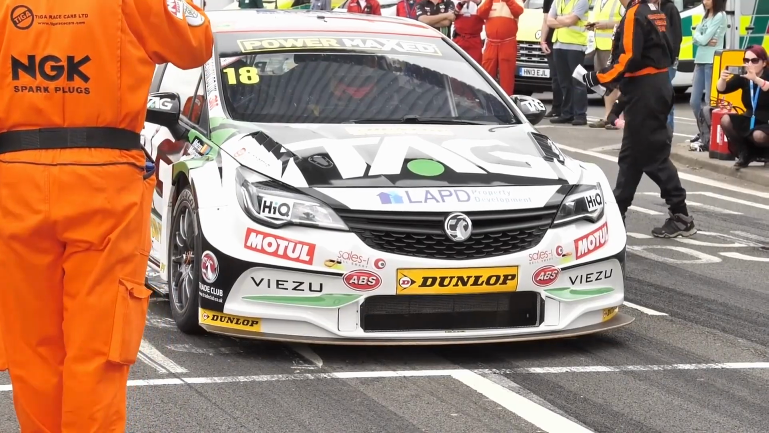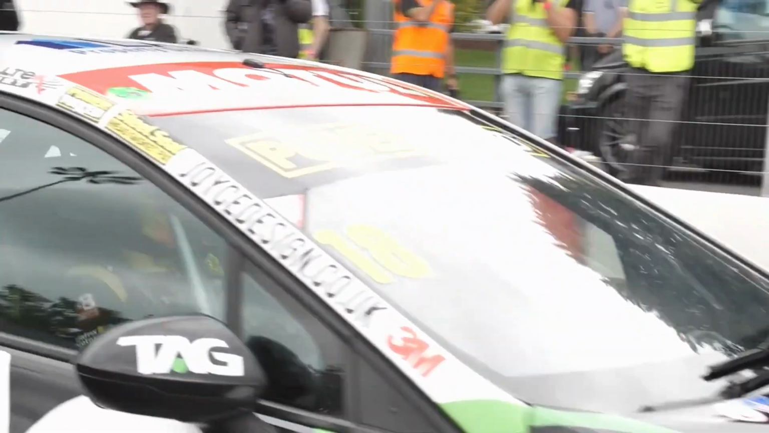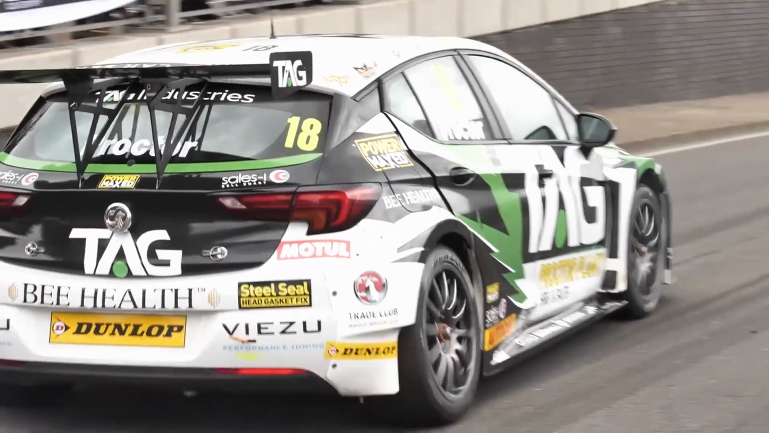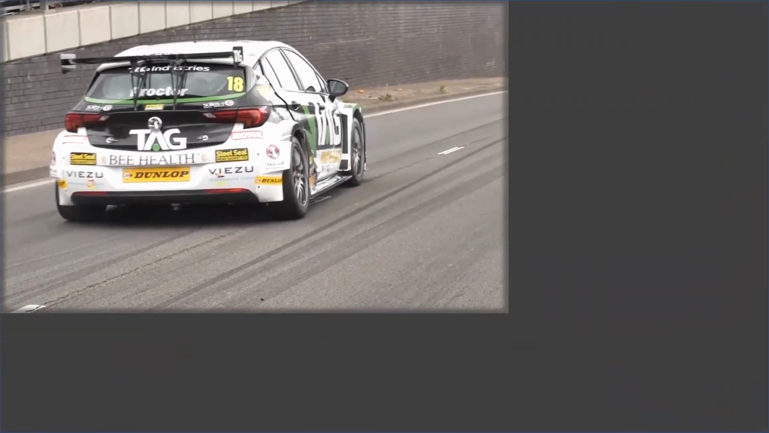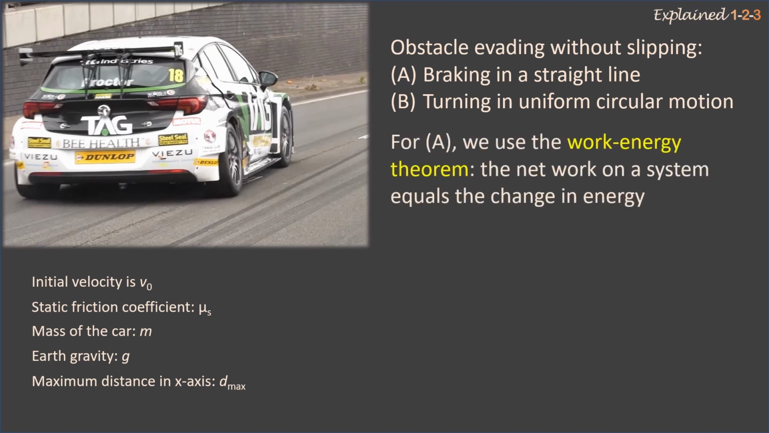The third problem we are going to look at is a moving car, trying to avoid colliding with an obstacle. We are comparing two scenarios between simply using the brake and making a uniform circular motion turn without braking. We would like to see which method results in a shorter distance before reaching the obstacle. In both cases, we require no slipping. In other words, we cannot overcome the static friction.